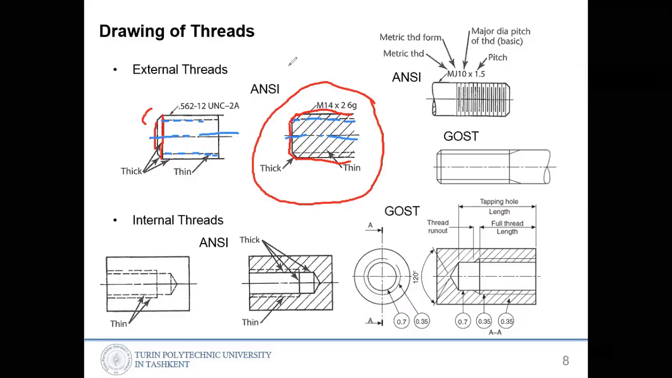The same thing happens with the ghost, but the outside view here is thin. We are continuing until the contour. All others here are thick lines, all others except these thread depths, the minor diameter. This is thin. All others are thick. Here this is thick line, thick. Only this one is thin.